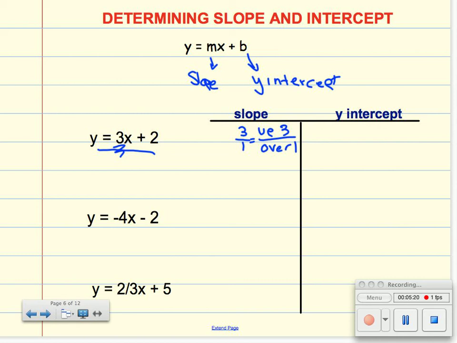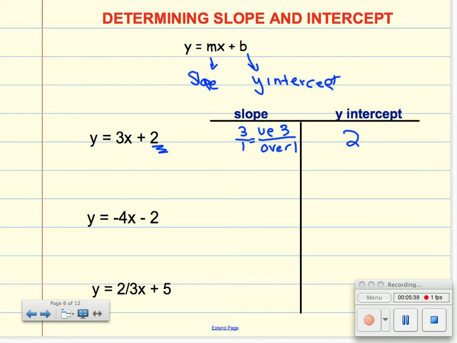What is my y-intercept on this graph? Negative 2. Because I have this negative here, my y-intercept is negative 2. Notice here, if we have plus 2, we have that positive 2 for the y-intercept. If we have negative 2, the y-intercept is at negative 2.